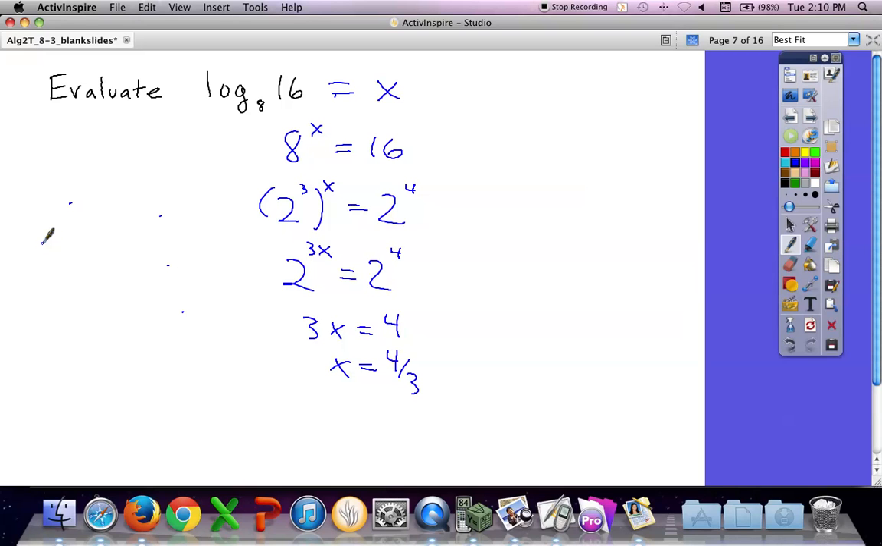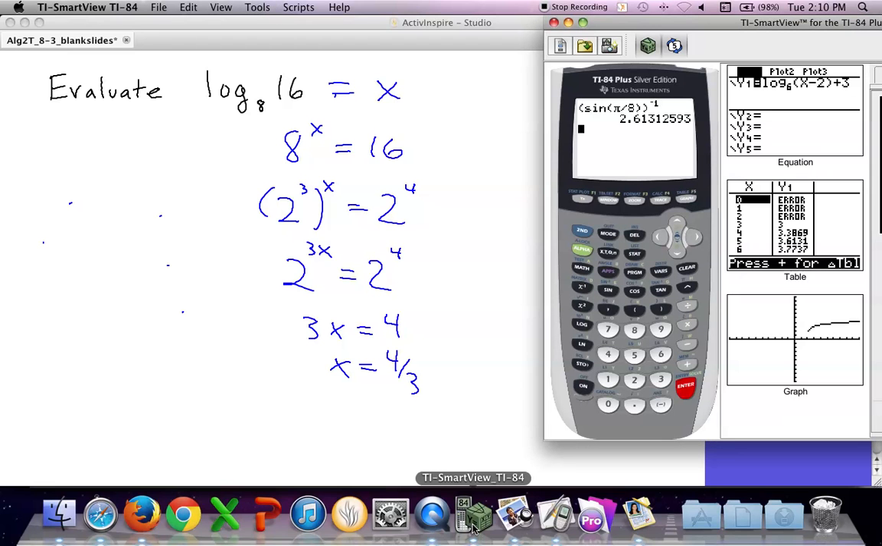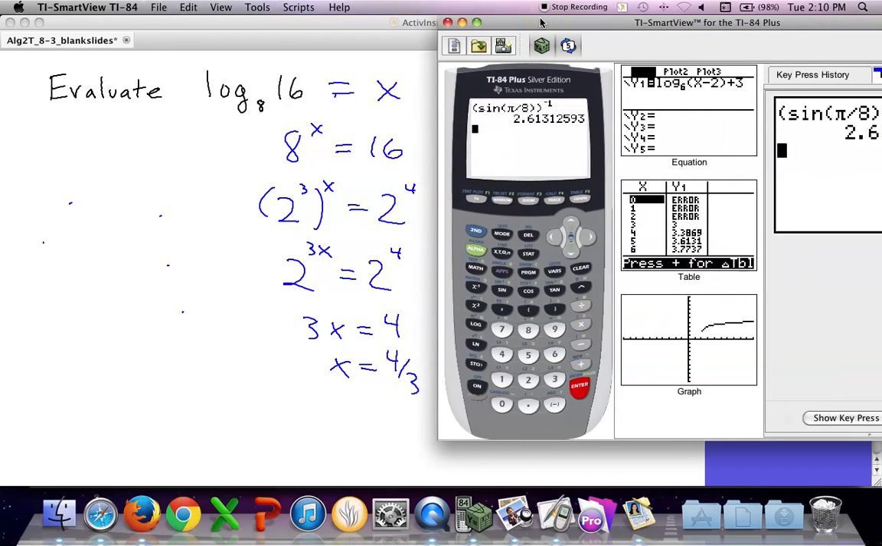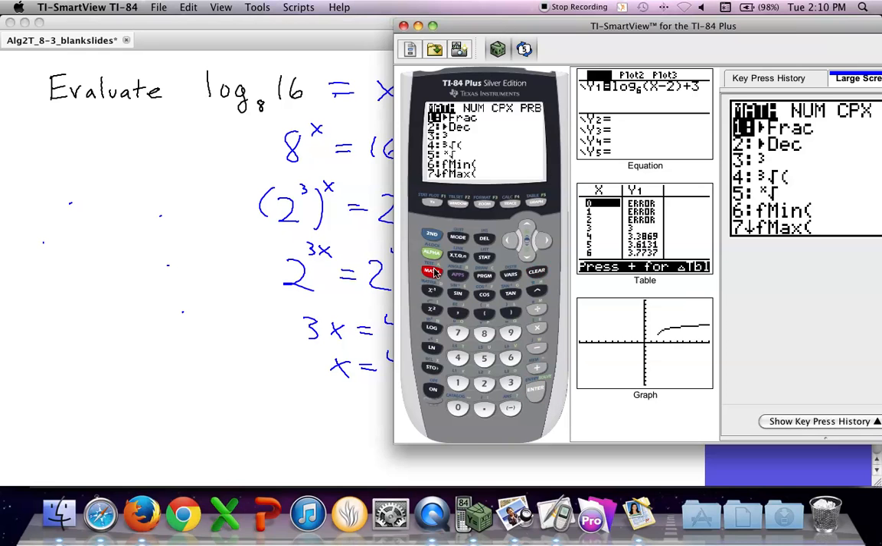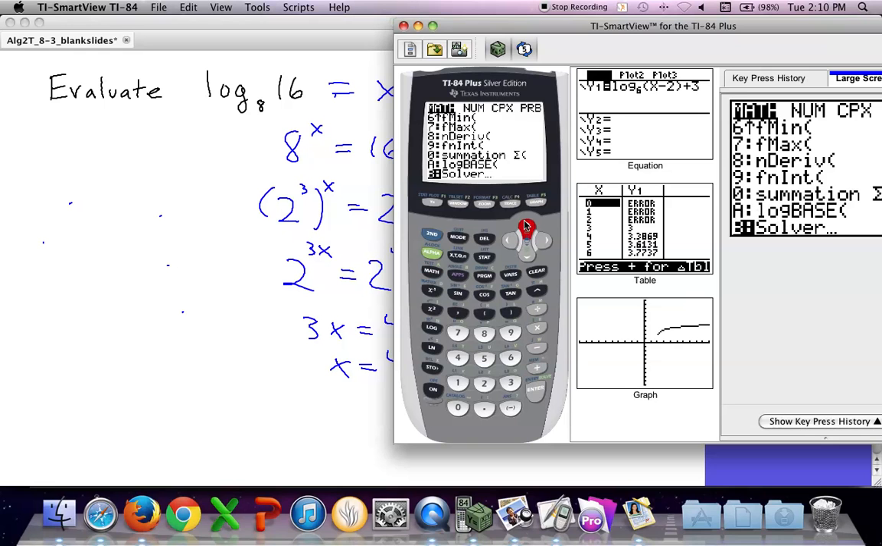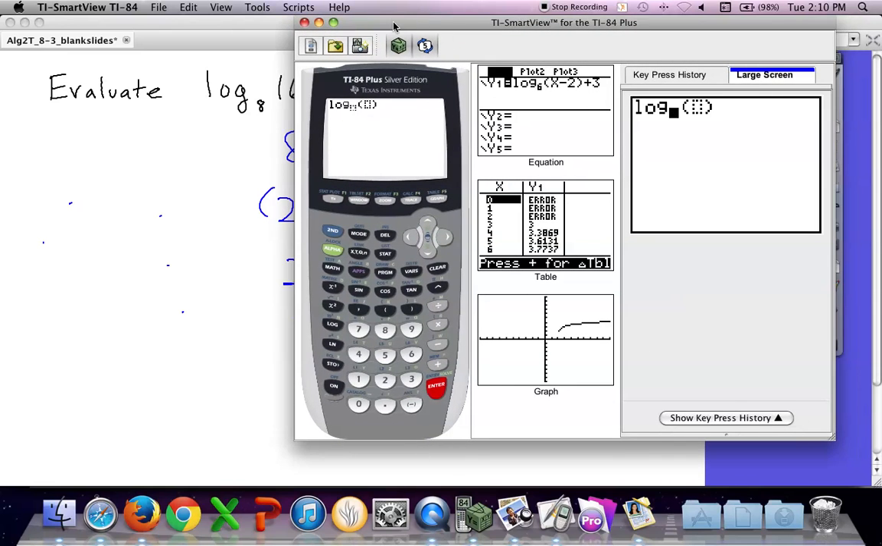If you remember, in the calculator, where do you find the log of any base? You go into the math, and then you go all the way down to the bottom where it says log base. Arrow up. Okay? So now it's giving us a place to enter a different base. So we can enter in the 8.